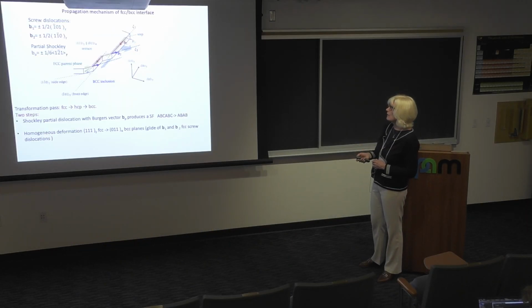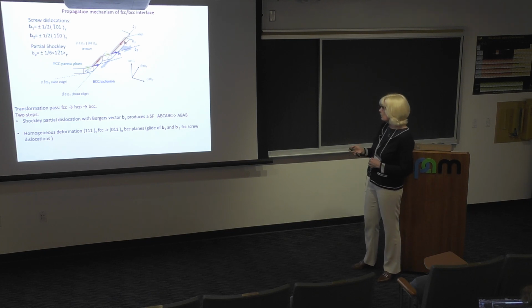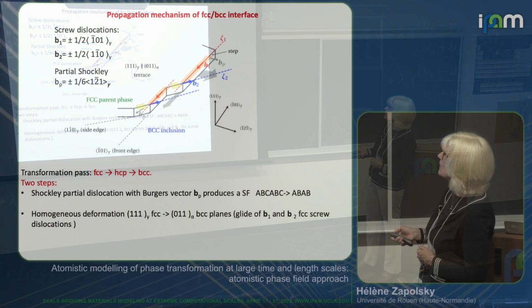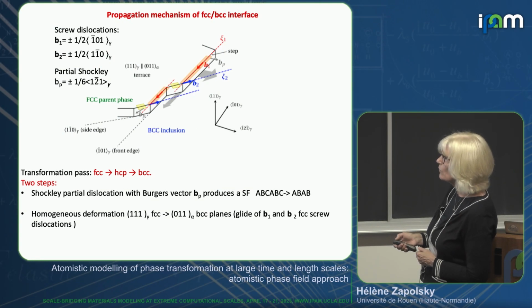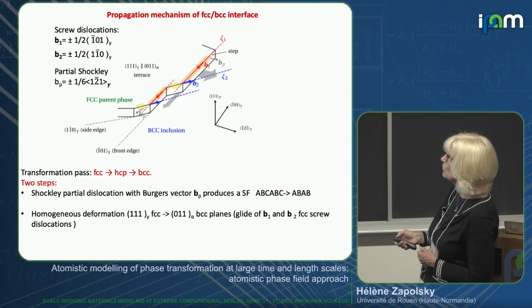To understand how they propagate along the interface between FCC and BCC, globally what we observe in these steps between the FCC and BCC phase are two kinds of screw dislocation, plus-minus 1/2 [-100] and [1-10]. These are the Burgers vectors of these two kinds of dislocation, and also the partial Shockley dislocation, which induces the stacking fault shown here.